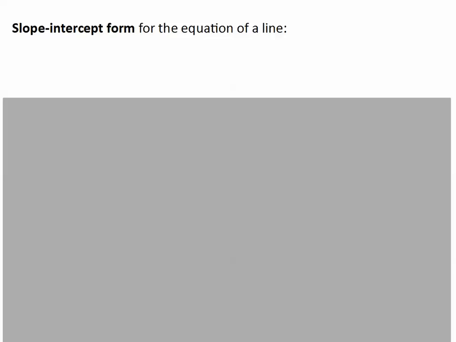Since we're talking about slope, we might as well include slope-intercept form for the equation of a line. That way we can graph and recognize equations. y = mx + b. Remember that? What are the parts of this equation?